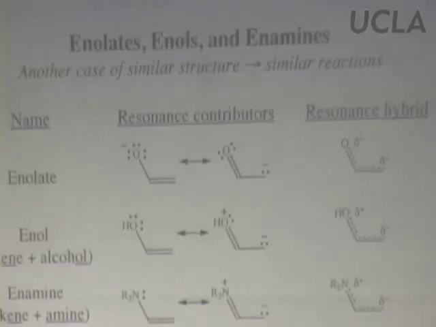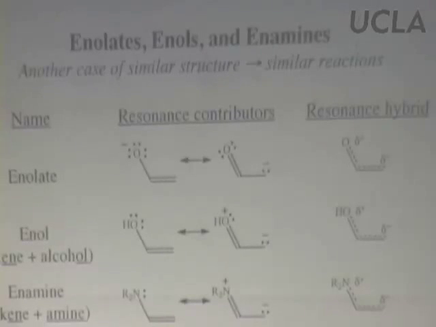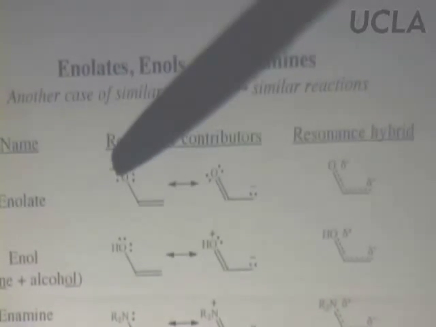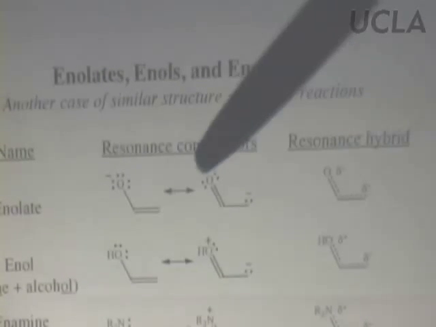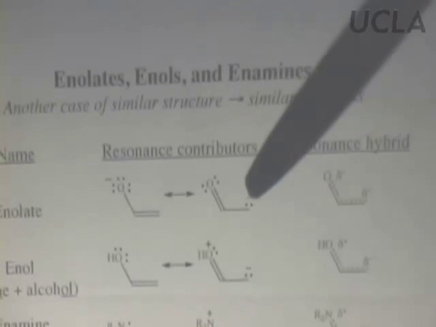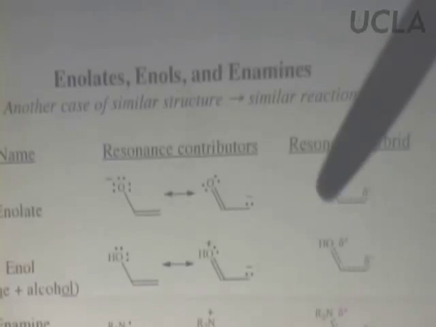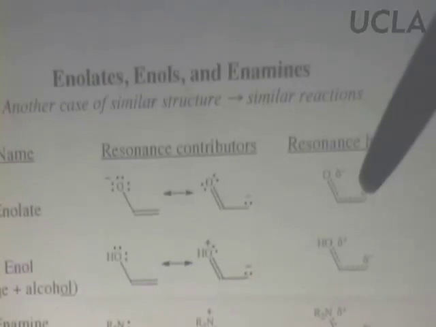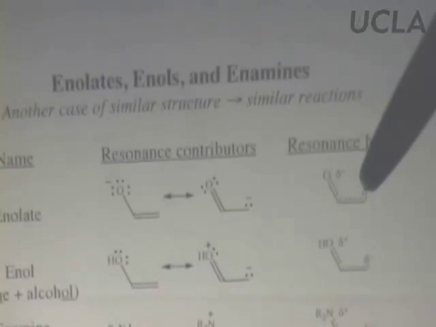In addition to the topics we're going to talk about at the end here, enols and enamines show up frequently in biology, biological structures as well. All right, so let's start with an enolate. That's the carbon-carbon double bond with an O minus attached to it. We can draw a resonance contributor, which puts the negative charge out here on the carbon, and there is our hybrid with a delta minus on the oxygen and on the carbon at the end.